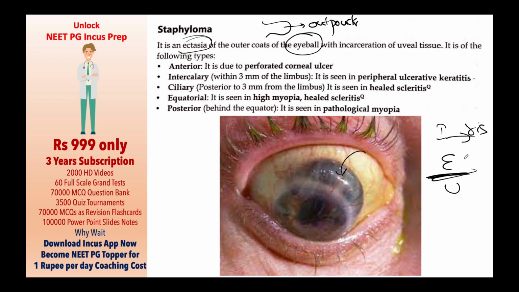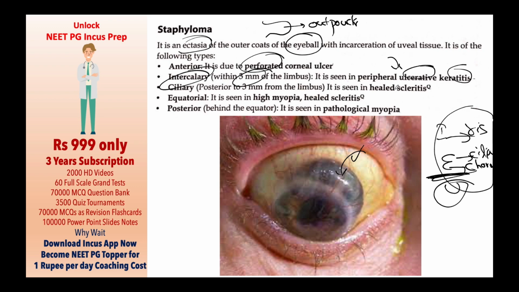Iris, ciliary body, choroid. That constitutes the uveal tissue. So this uveal tissue incarcerated into this ectatic part of the eyeball is staphyloma. It can be anterior whenever there is any perforated corneal ulcer. It can be intercalary, within 3 mm of the limbus, whenever there is a peripheral ulcerative keratitis.